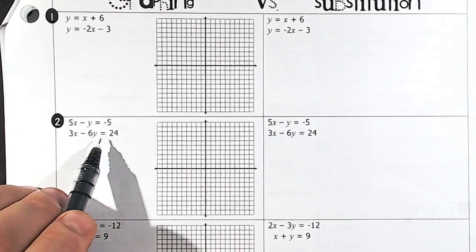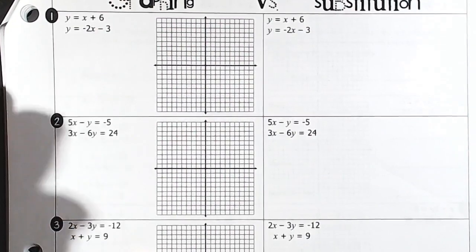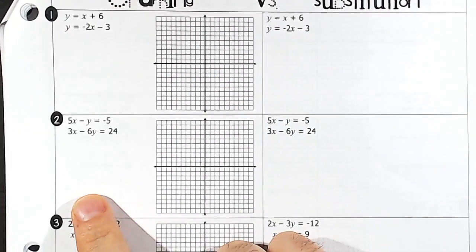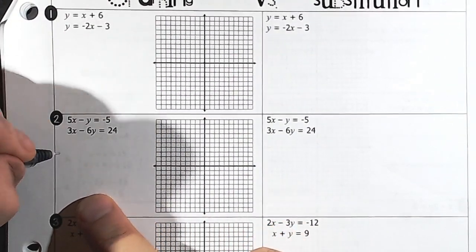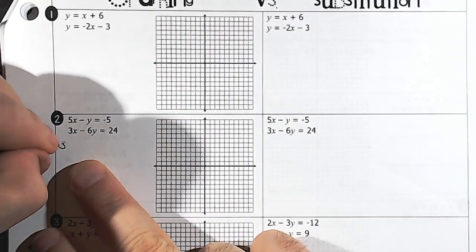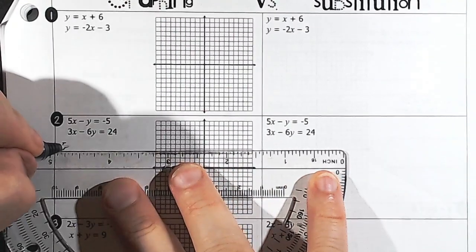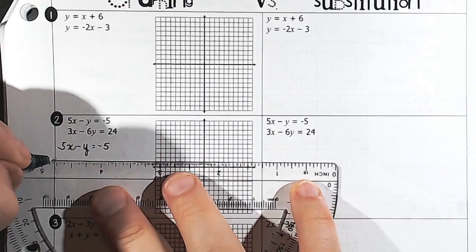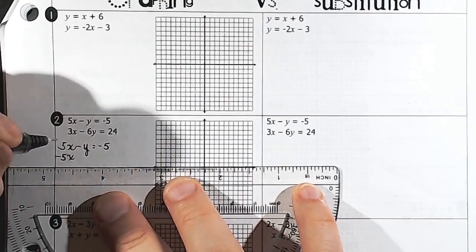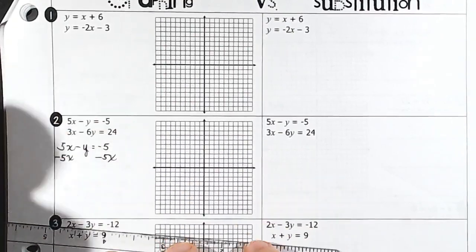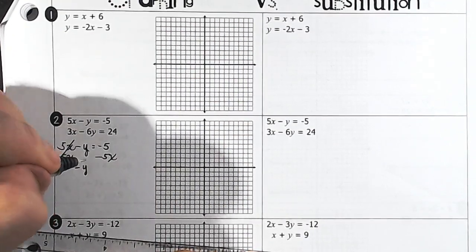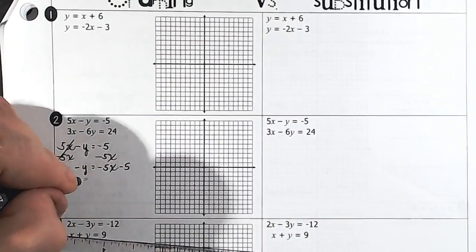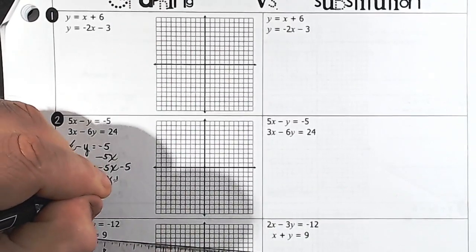Okay, so if I'm going to graph these lines, the first thing I have to do is get each one in y equals form. Now this is going to require some extra space because I have to solve each equation for y. I have to get them both in slope-intercept form. So first I'm going to write really small, I guess. 5x minus y equals negative 5. Okay, I'll subtract 5x from both sides, and I'll have negative y equals negative 5x minus 5. And I can just change all the signs and write y equals 5x plus 5.